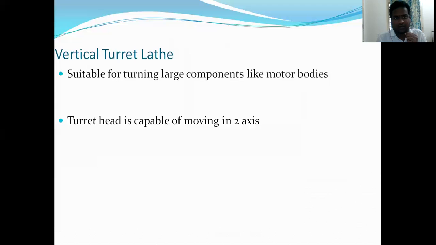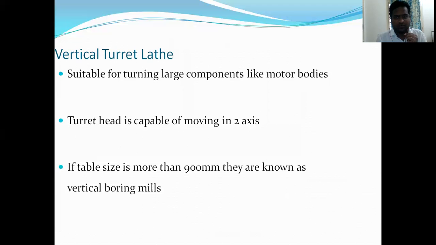Actually, the cutting tool is only moving in X direction. In a turning operation, we have only two axes. One is Z direction and another one is X direction. The rotational movement we denote with Z direction, and cutting tool feeding is in the X direction. But the turret head is capable of moving in two axes, that is in X direction and Y direction. Okay.